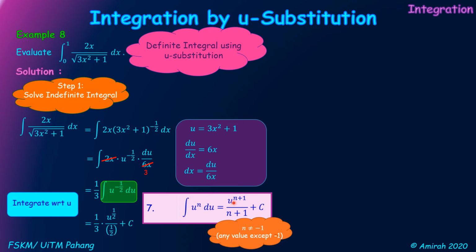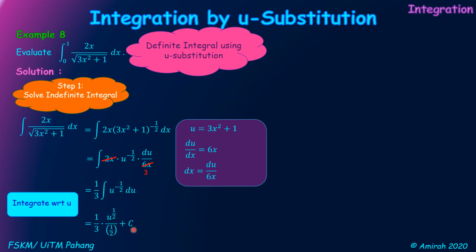From this formula, for negative half, we add 1, so we get positive half here. And then n plus 1 means negative half plus 1, we get half here in the denominator. Okay, so we get this. And after that we put plus c because now we solve an indefinite integral, with no lower limit and no upper limit. So we must put plus c.